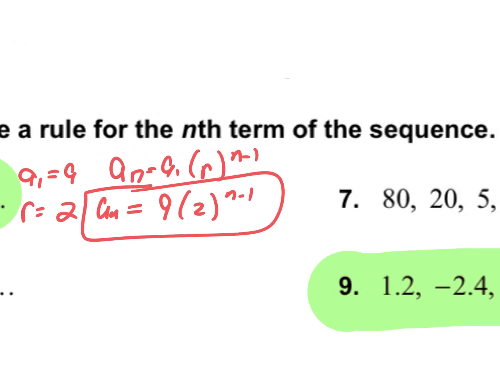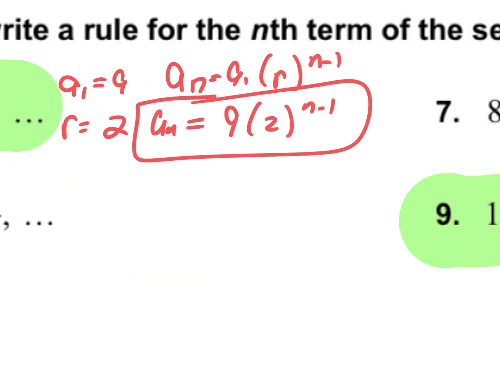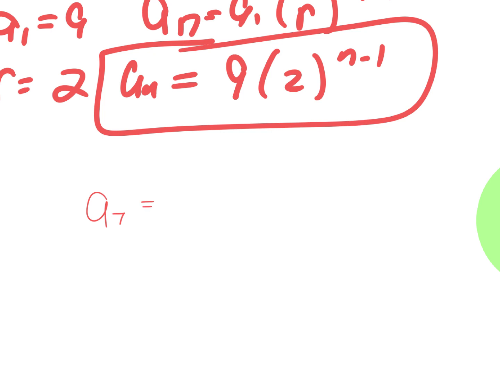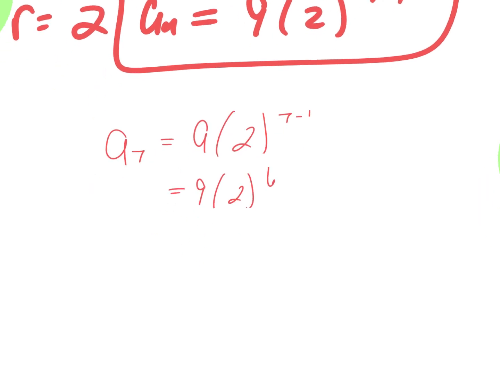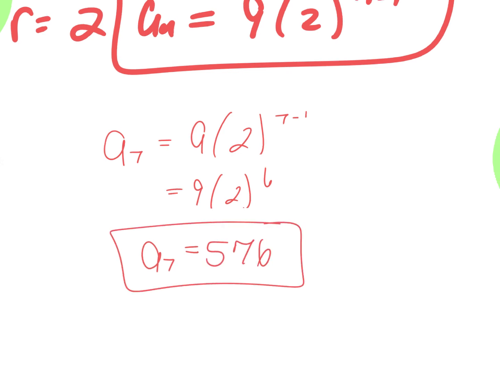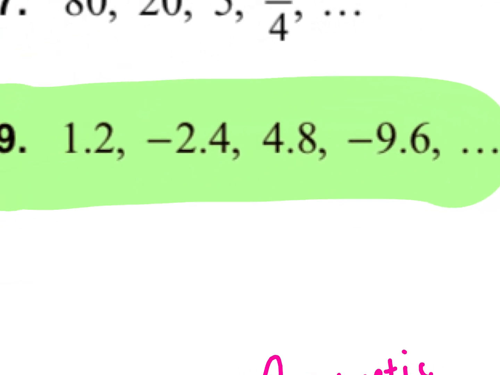And then if you're finding the 7th term, you plug in 7 for what? For n. So this becomes 9 times 2 to the 6th power. What should you evaluate first? 9 times 2 or 2 to the 6th power? 2 to the 6th power. Okay, so when I say 9 times 2 to the 6th power, your calculator will give you 576. Some of you really need to refocus.